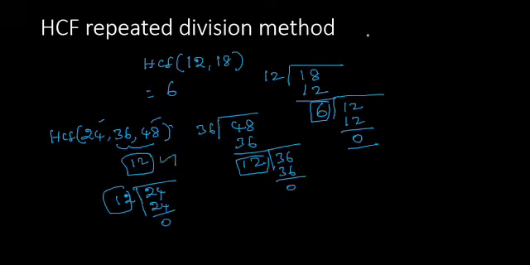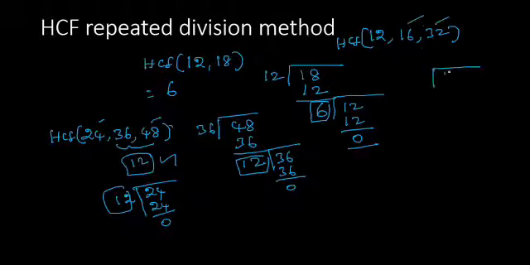Now, we will take another example. Let us assume that we have 12, 16 and 32. Now, we want to find the HCF of 12, 16 and 32. So, the biggest two numbers are 32 and 16. So, we will take this 32 and divide by 16. 32 goes 2 times here. So, now as far as this is concerned, 16 is the HCF.